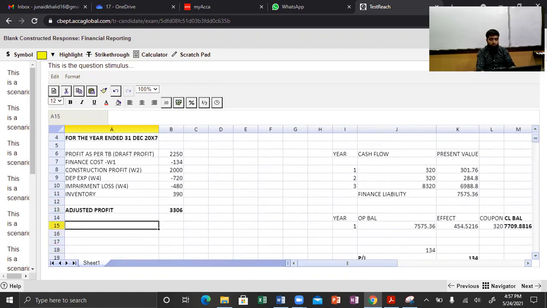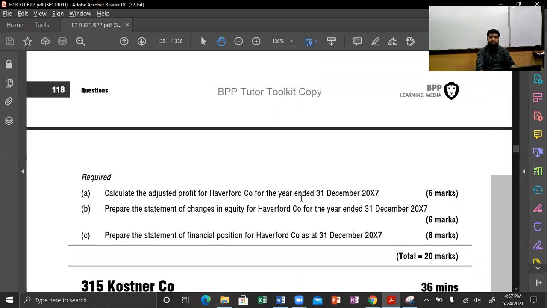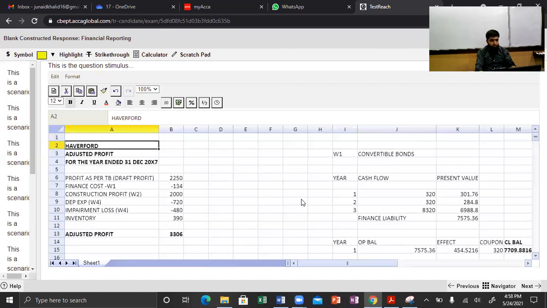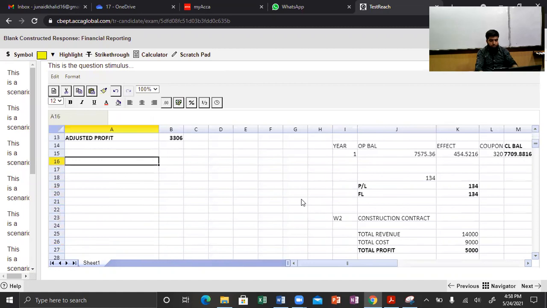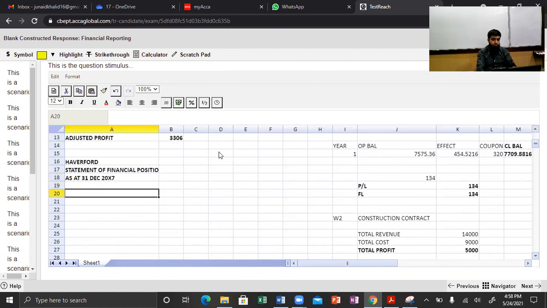Now what is the next requirement for this question? The next requirement is that we are going to prepare the statement of changes in equity and then the statement of financial position. So let's first prepare the statement of financial position, and then we'll prepare the statement of changes in equity. Statement of financial position as at 31st December 20x7.